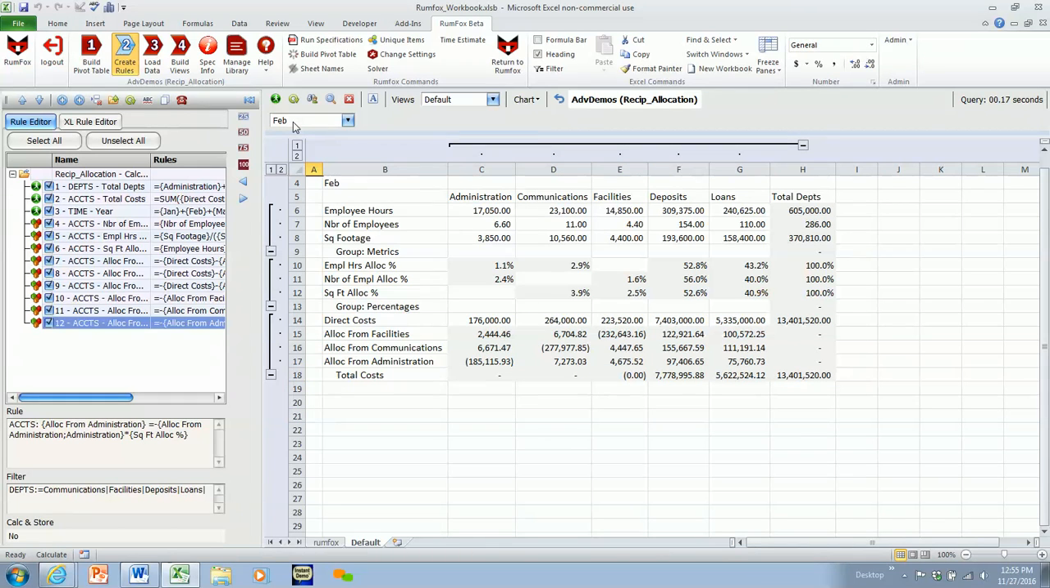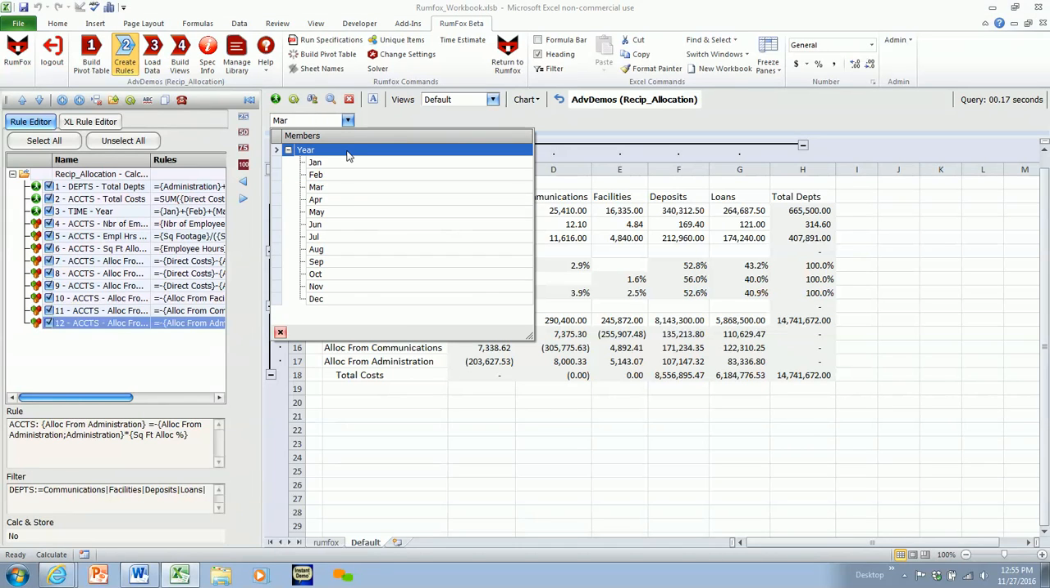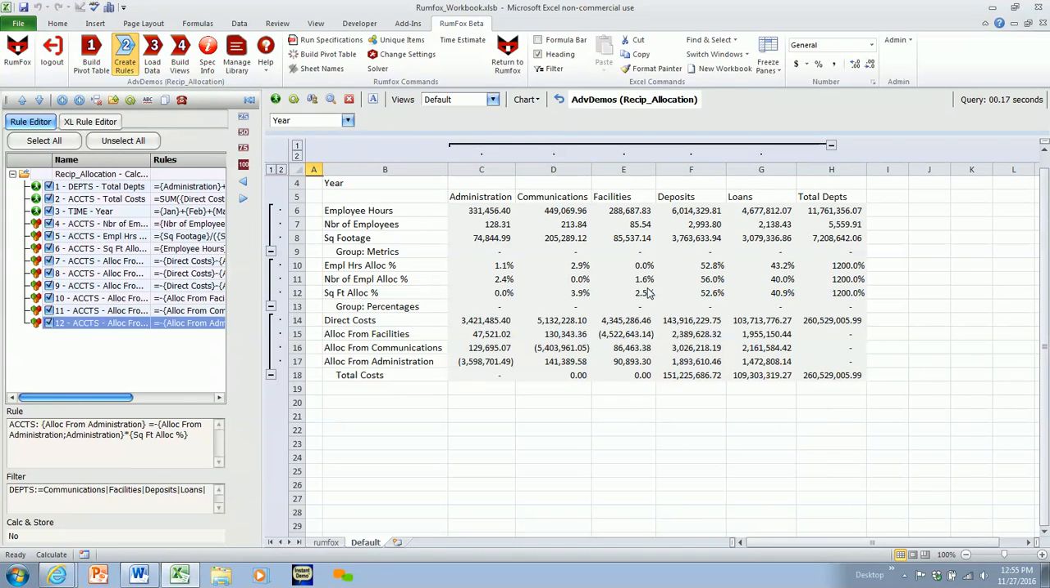And as you can see, we ran this for every single month of the year, all the way back. So now we can see how administration, communications, and facilities has been allocated to deposits and loans.